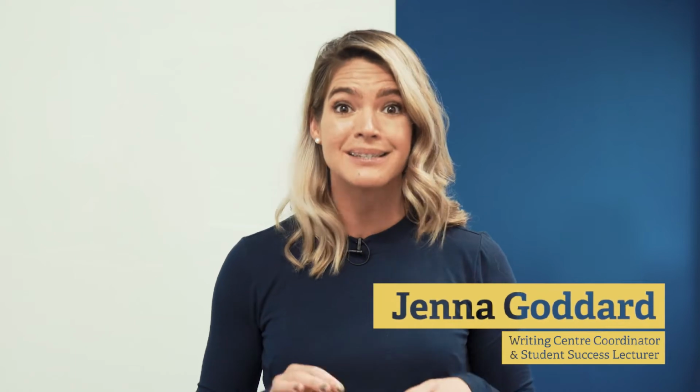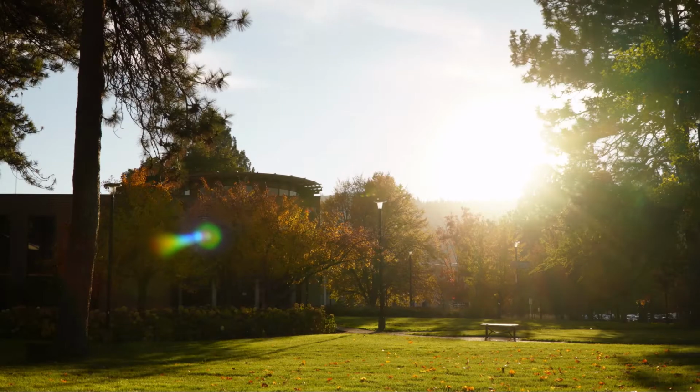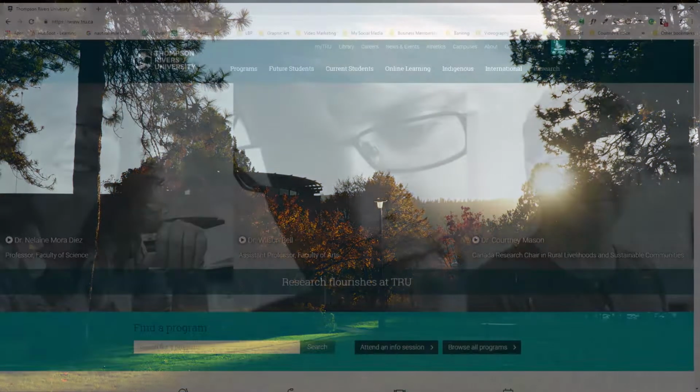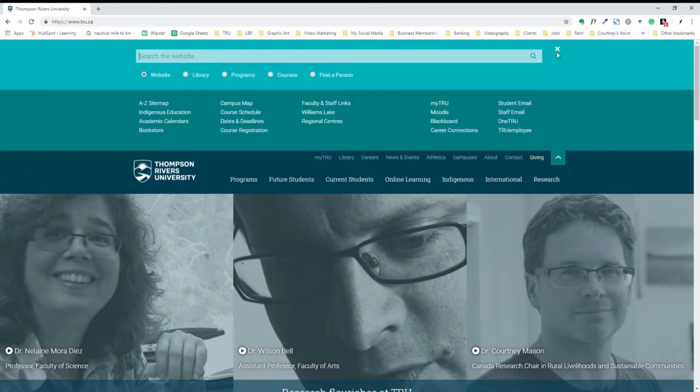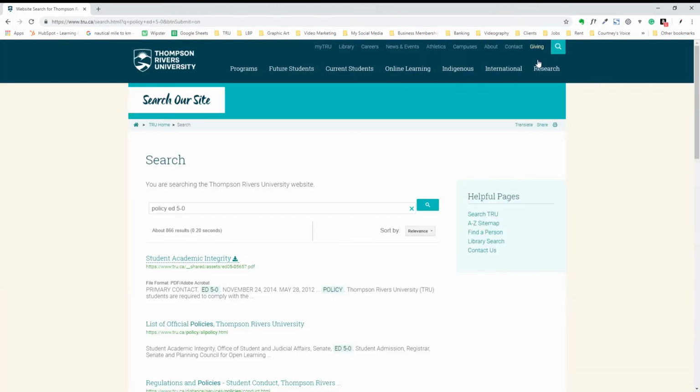It's really important to talk about academic integrity in this institution because it's not only culturally specific, it's also institutionally specific. So we need to understand what it looks like here. Whenever I go into a classroom, I always ask students, how many of you have gone onto the TRU website, searched for policy 5-0, read it, and understood it?